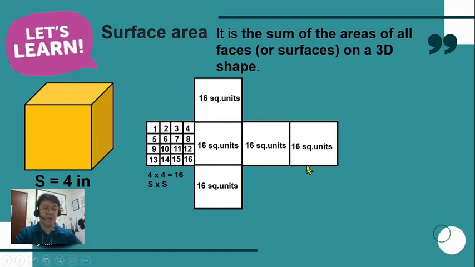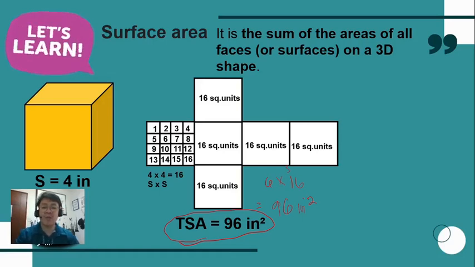So to get the surface area, we can add all these. If we add 16 plus 16 plus 16 plus 16 plus 16 plus 16, or we can just multiply the number of faces the solid figure has. So it has 6 faces times 16. We get 96, then copy the unit, square inches. Therefore, the TSA, or the total surface area, is 96 square inches.